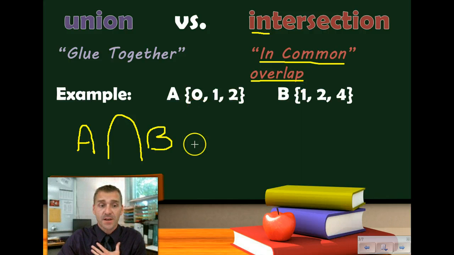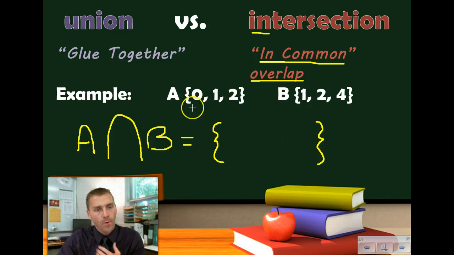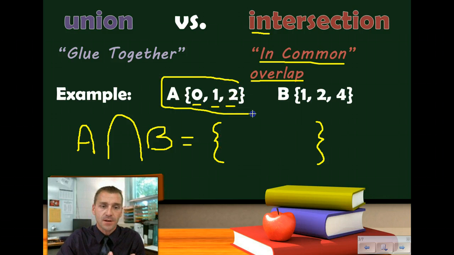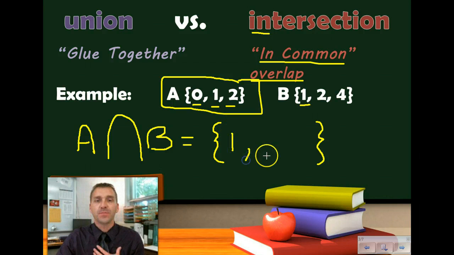So if I'm making a new set, an intersection set of just those things that they have in common, I look at set A and I see 0, 1, and 2. I can't write anything in here yet because I have to compare this set with set B and see what they actually have in common. Well, look, I have a 1 and a 1. Beautiful. So 1 has to be in my intersection set because it overlaps. It's something that's in common.